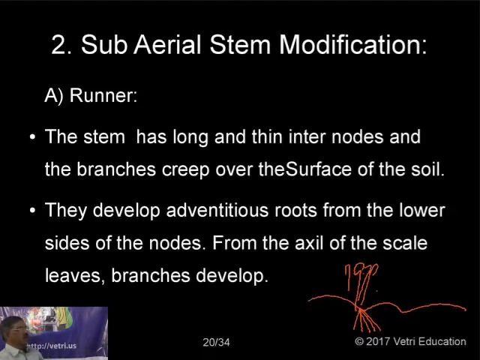The stem has long and thin internodes, and branches creep over the surface of the soil. They develop adventitious roots from the lower sides of the nodes. From the axil of the scale leaves, leaves develop above.